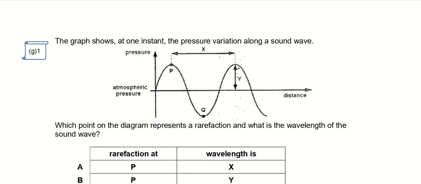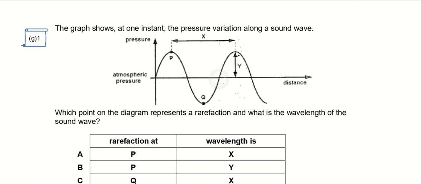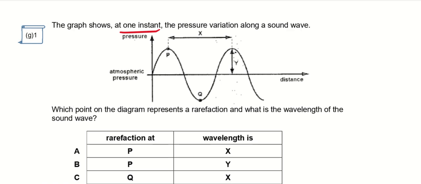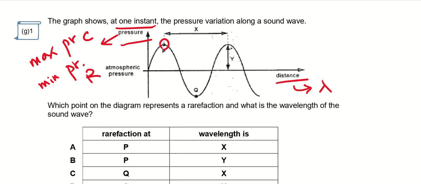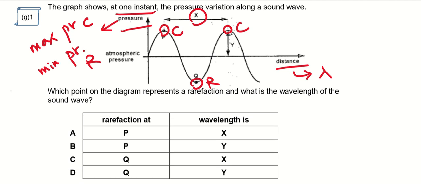Okay, let's try G1. The graph shows, at one instant, the pressure variation along a sound wave. So let's look at the axes of the graph. It is a pressure-distance graph. That means from the x-axis, we can get the wavelength. This is pressure, so we can determine that maximum pressure is compression, and the lowest pressure is rarefaction. So P is going to be my compression and Q is going to be my rarefaction. This is also my compression, so compression to compression means X is the wavelength.